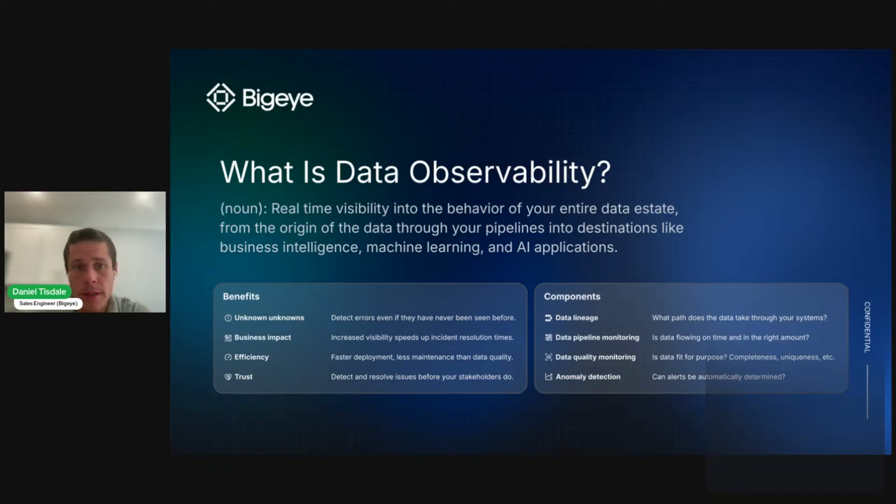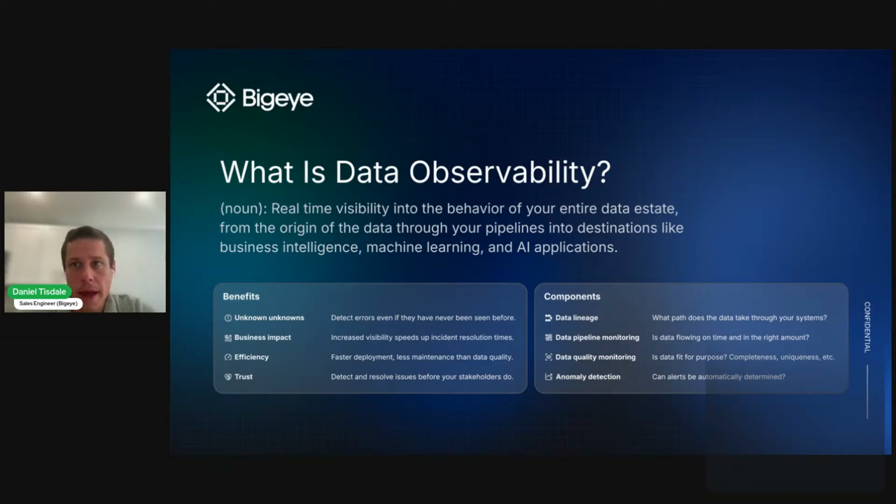Really helps to speed up the incident resolution time and ultimately drive down that mean time to resolution metric and KPI that a lot of organizations look at and track. Efficiency. So much faster deployment, less maintenance than traditional data quality solutions and offerings there. And then back to that word trust. So really helping to detect and resolve issues before any of the downstream business stakeholders notice anything that might be off on a dashboard, making it so that you're more proactive in understanding when there's issues in your pipelines.